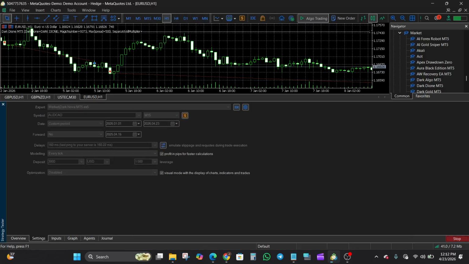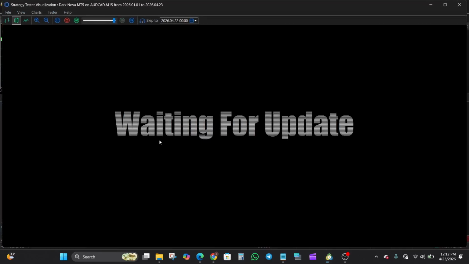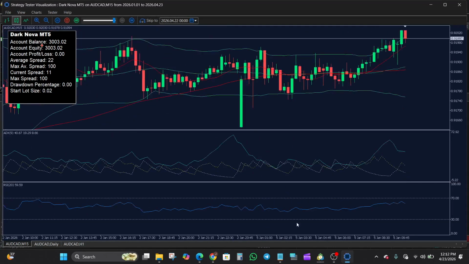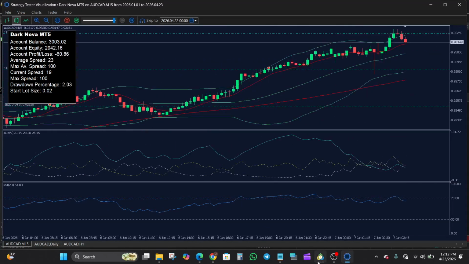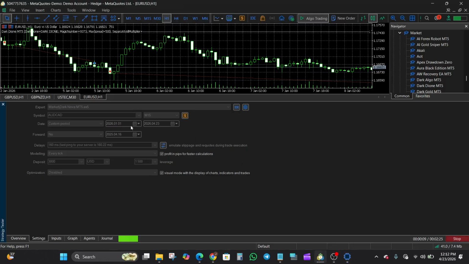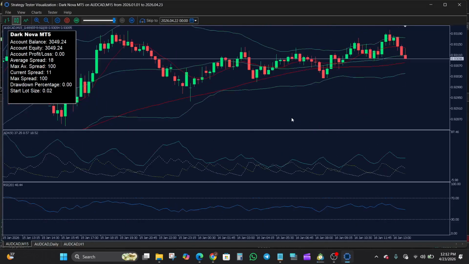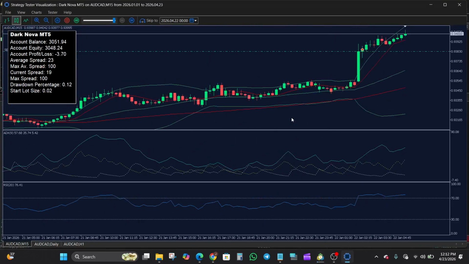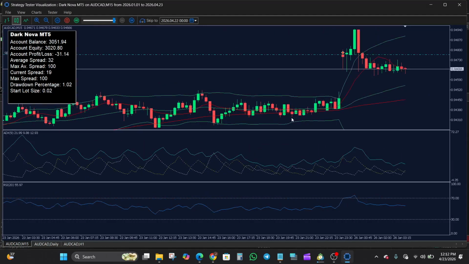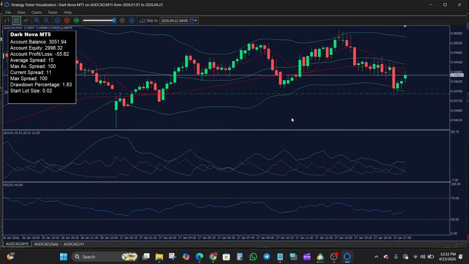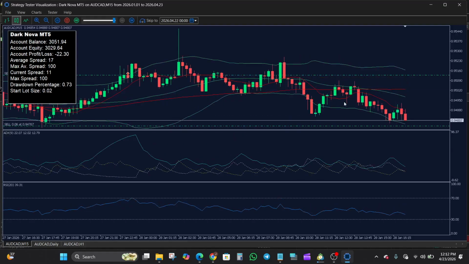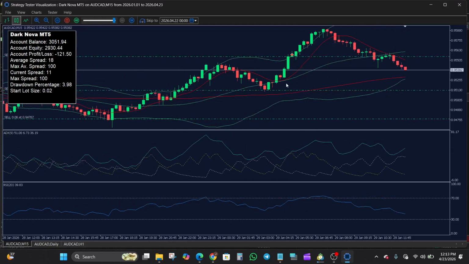Okay, so we're gonna run the test immediately. As you can see, we're running the test from the beginning of the year, 1st January 2026 till date, so that we can get at least a reasonable period to analyze the EA's performance. Now we can see that the EA has already started executing trades.